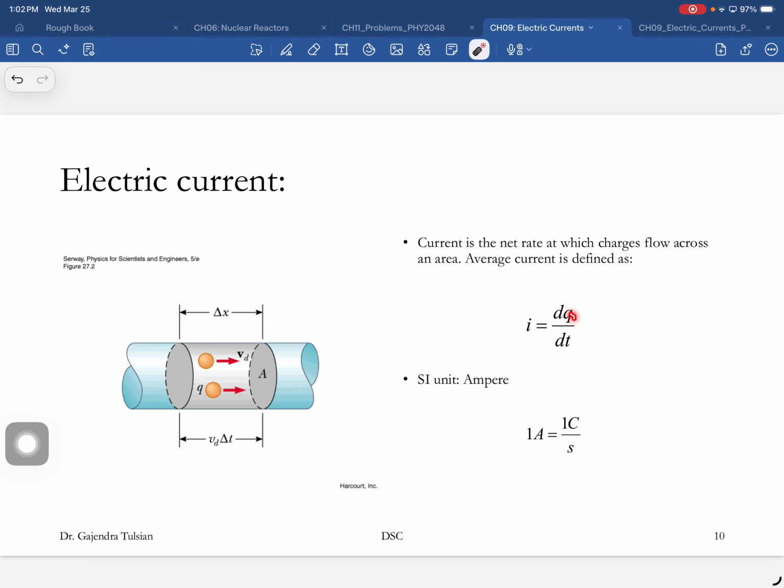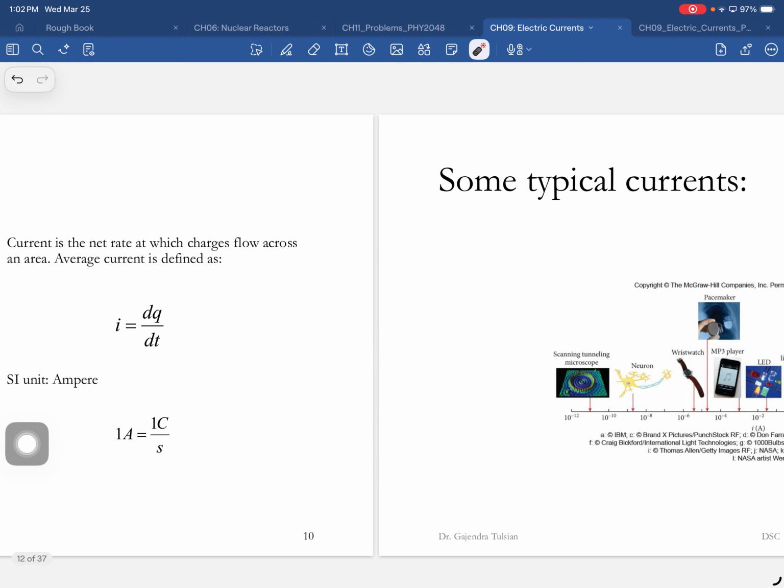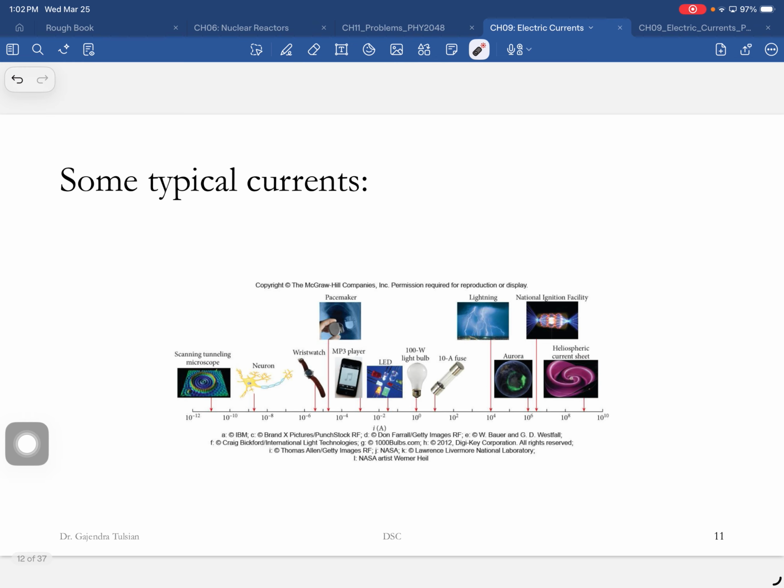Units are, well, charge is measured in coulombs, time in seconds. Coulomb per second is the unit for current, and that's called an ampere in honor of Mr. Ampere. So here are some typical currents.